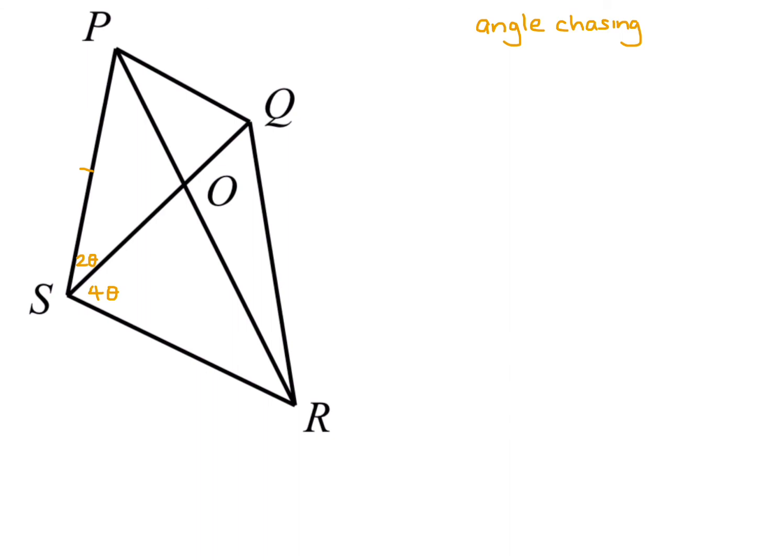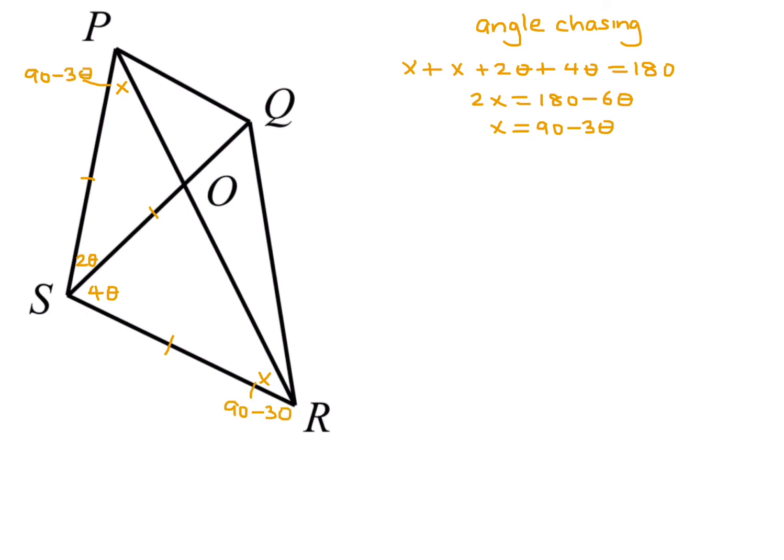But there's some good news. We are told that this is equal to that is equal to that. So they've got some isosceles triangles, right? So let's start with this one here. If this is isosceles, this is going to be equal to that. I'll just call them x for now. So from the first triangle, I know that x plus 2 theta plus 4 theta is equal to 180. So that means 2x is equal to 180 minus 6 theta, and therefore x is equal to 90 minus 3 theta. Okay, I'll put that in here, 90 minus 3 theta. And this one also, 90 minus 3 theta.